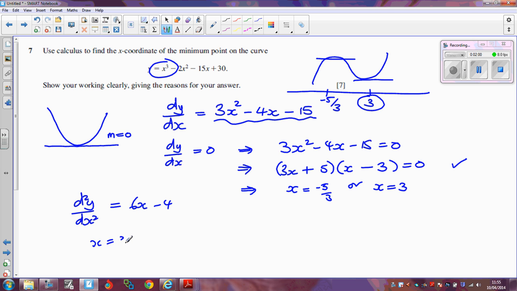So when x is equal to 3, d2y by dx squared, my second derivative, is going to be 6 times 3, well that's 18, take away 4, which is 14, and I know that if the second derivative is positive, so greater than 0, that means that I have a minimum. So in fact, my minimum, the x-coordinate of the minimum point on the curve, is just x equals 3.